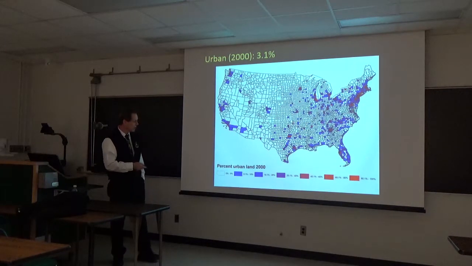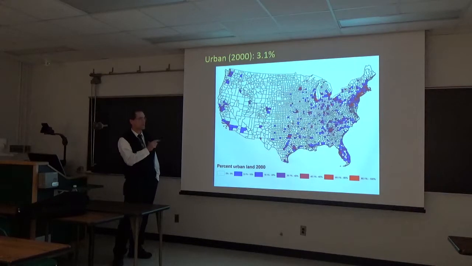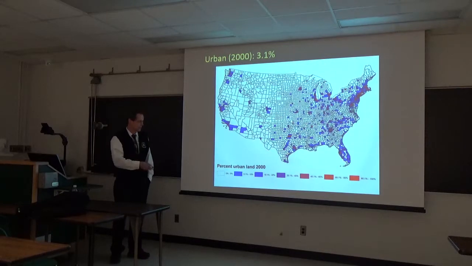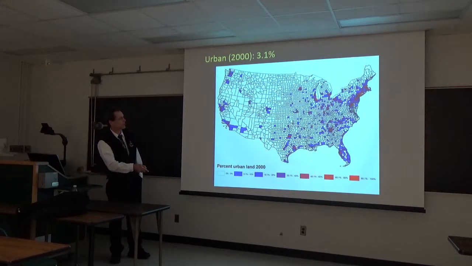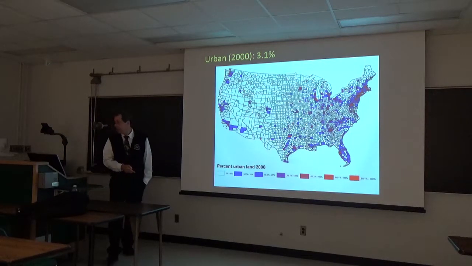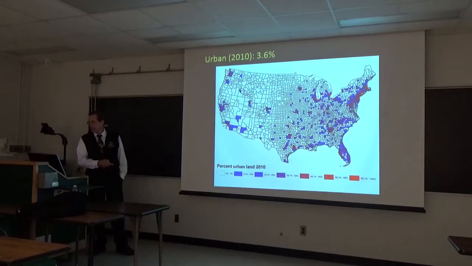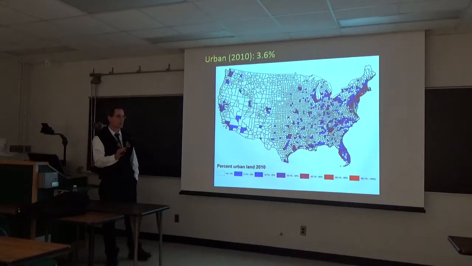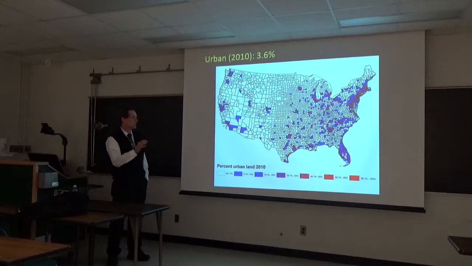So what the color codes are, if you're a white county, less than 5% of your land is classified as urban. If you're the bright red, which is around Atlanta, New York, Chicago, maybe a little bit of LA, over 80% of your county is already classified as urban. And the color codes, they go from more blue to a red color as the growth increases. So this was 2000, this was 3.1%, and in 2010, we went to 3.6%. So that's where we're sitting right now as of the last census.